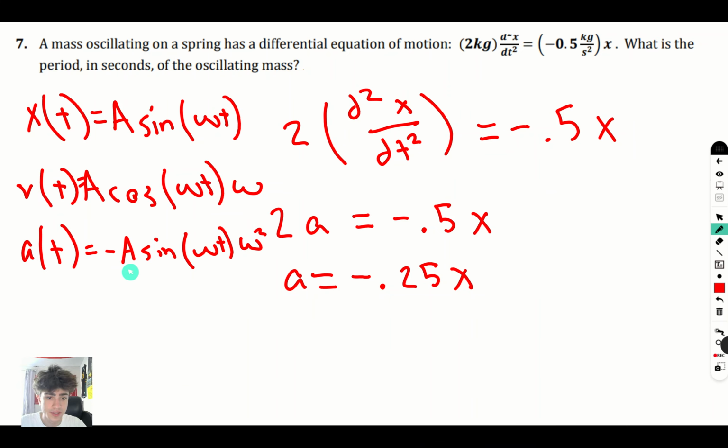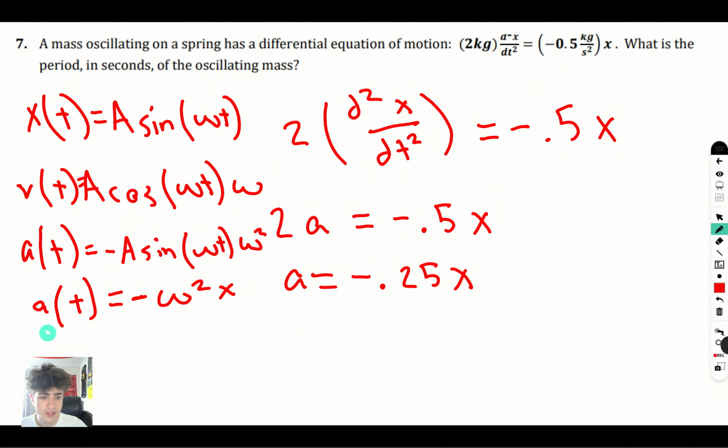And from here we see that there's a sine omega t down here and up here. So we can just replace this A sine omega t down here with displacement. So we'll get that our acceleration in terms of time is simply negative displacement times omega squared.